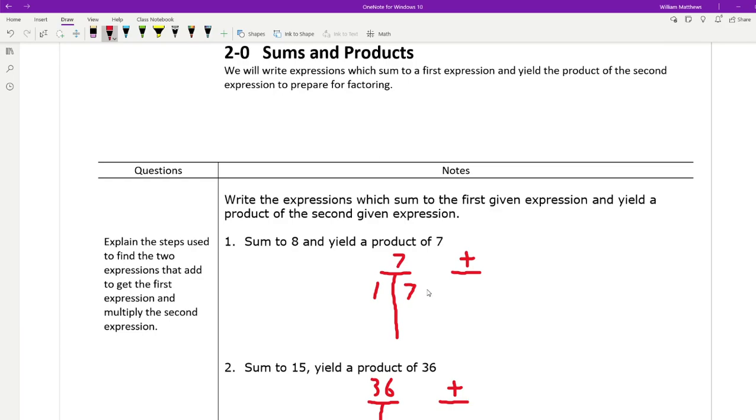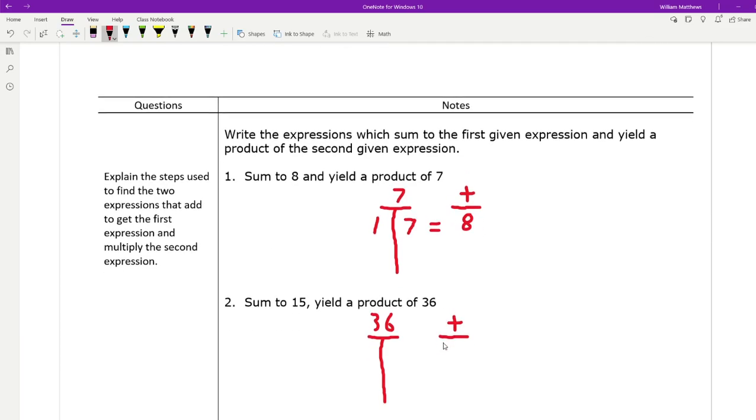In this case, I can see that 1 plus 7 add up to equal 8. Now, if I started from the addition, I could have done 4 plus 4, 3 plus 5, almost made a mistake there. But none of those would have been multiplying to 7. That's what we were trying to do, is a combination of both. We wanted the product to equal 7 and the sum to equal 8.